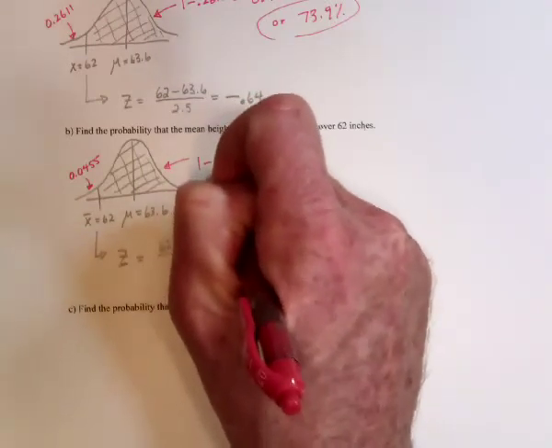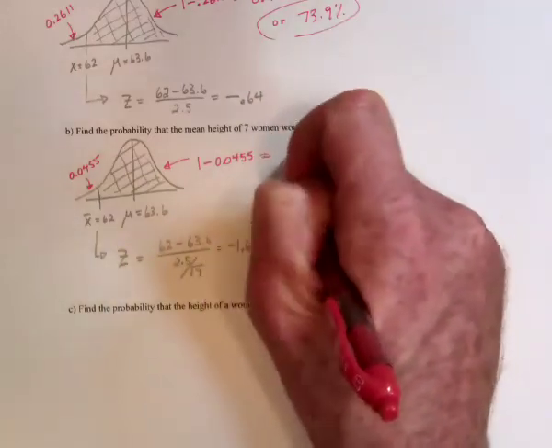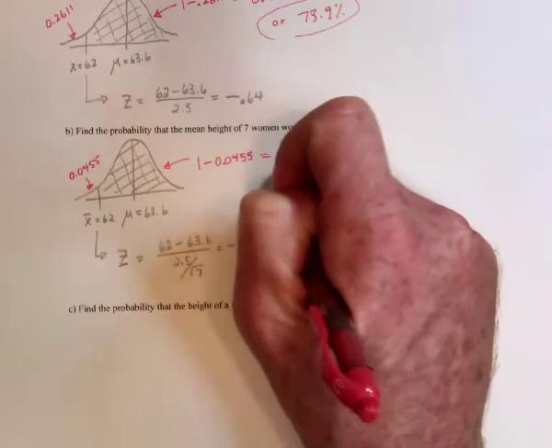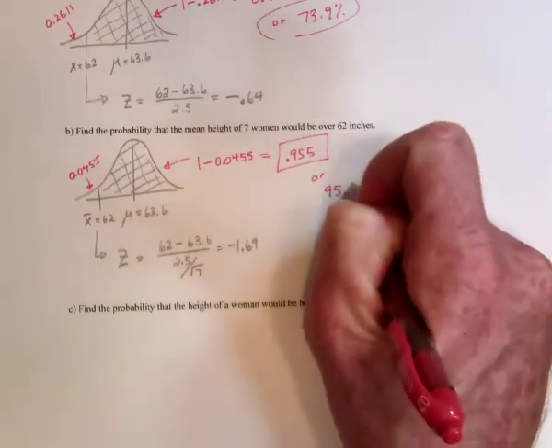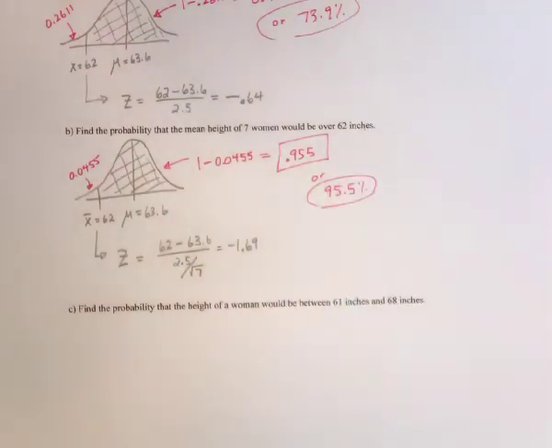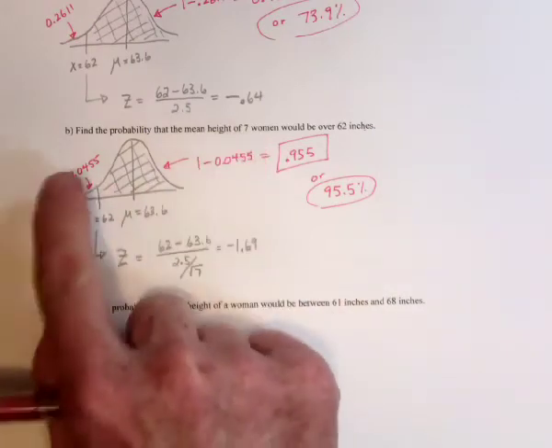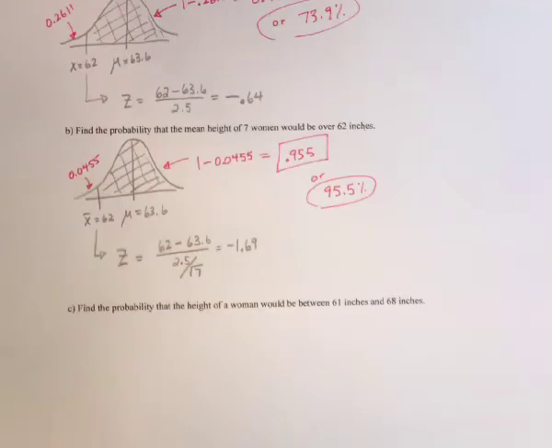So 1 minus 0.455 turns out to be 0.955 once you round it. Or if you like it as a percentage, 95.5% chance. So it's highly likely that the average would be over 62 inches. Or another way to say that is, if you randomly pick 7 women, it's highly unlikely the whole group is short if you chose them randomly.